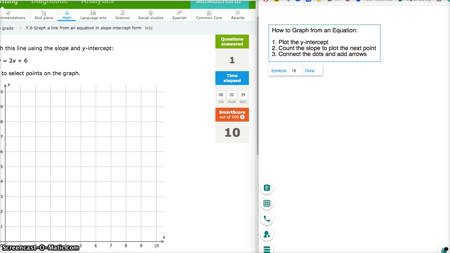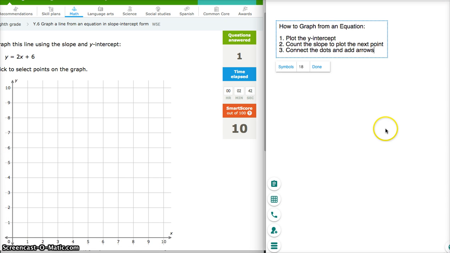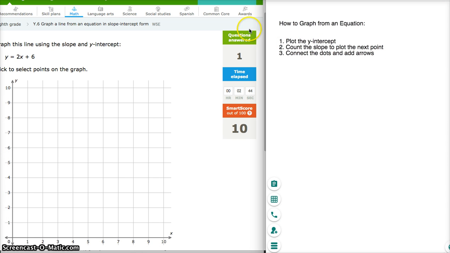Okay, I went ahead and changed our screen a little bit so you can see some directions over here on this screen. So this is how to graph from an equation. So we're going to first plot the y-intercept. And remember, our equation, I'll just write it on here too, is y equals mx plus b, where m is the slope and b is the y-intercept. Abbreviate that today, intercept. Okay, so let's get started.